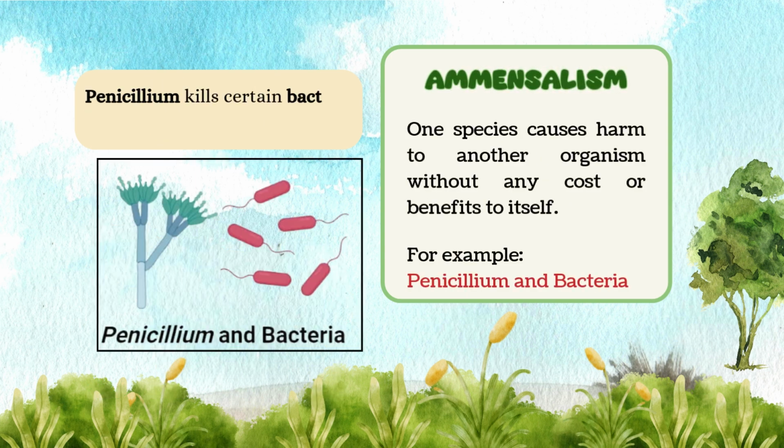Commensalism. One species causes harm to another organism without any cost or benefit to itself. For example, penicillium and bacteria. Penicillium kills certain bacteria by producing penicillin.